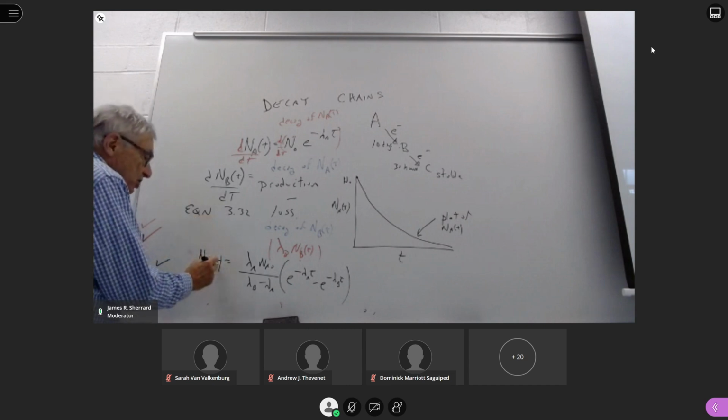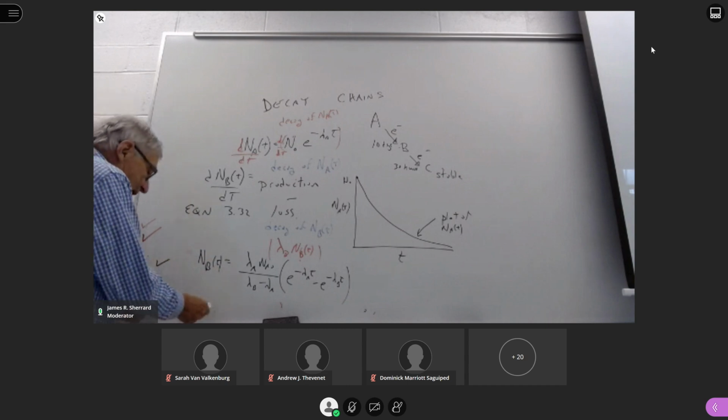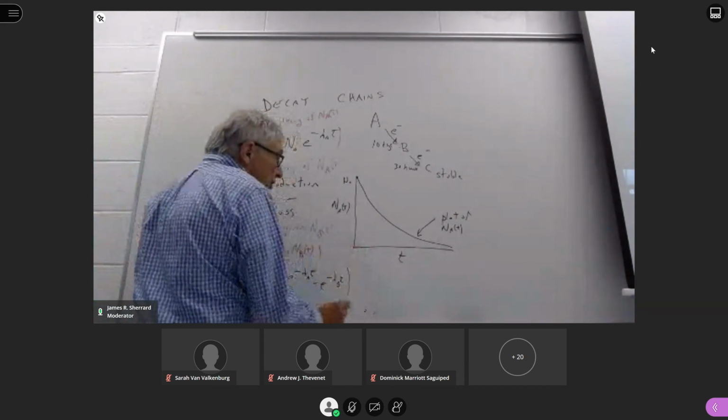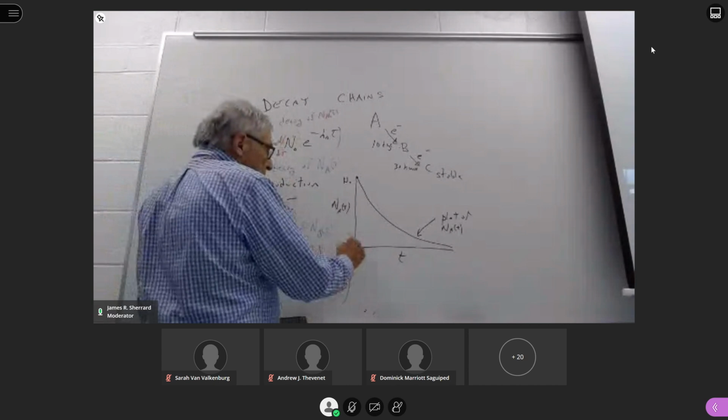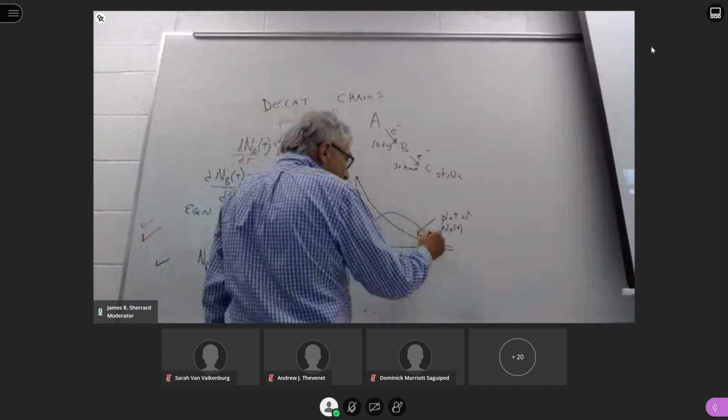And if we plot this equation, which again tells you N of B is a function only of time, time is the independent variable, N sub B is the dependent variable, the plot we have for that is going to start out at 0 because there are none of those. It will increase in value and then fall back off.